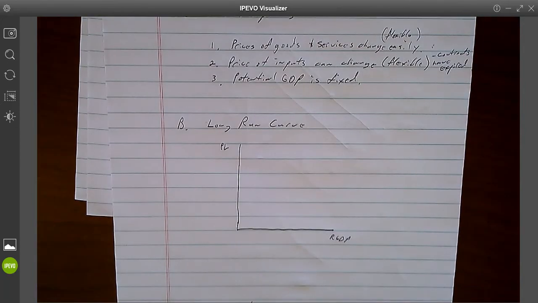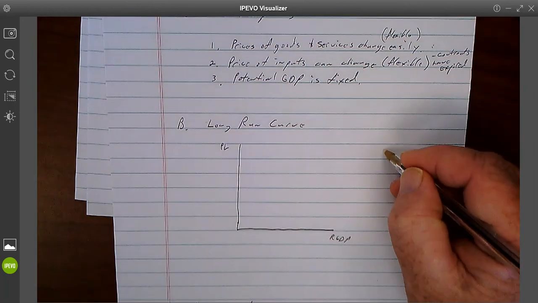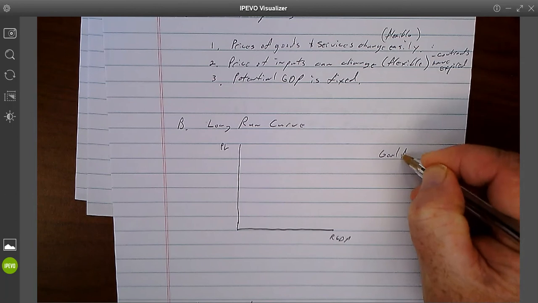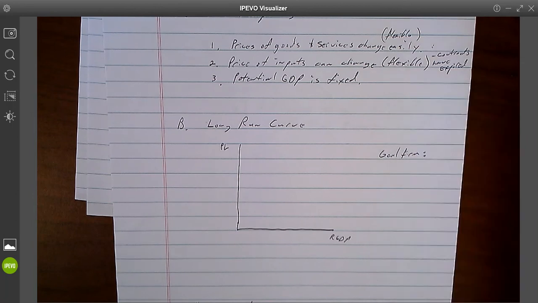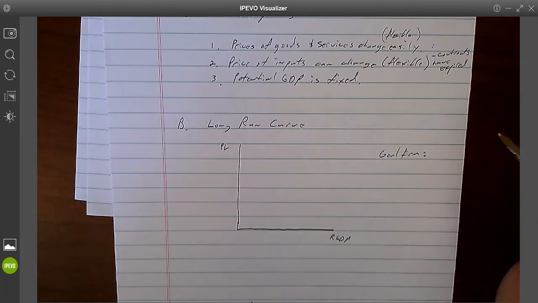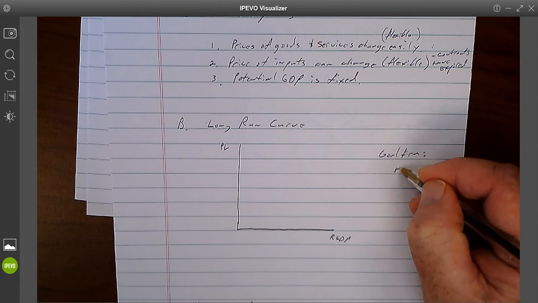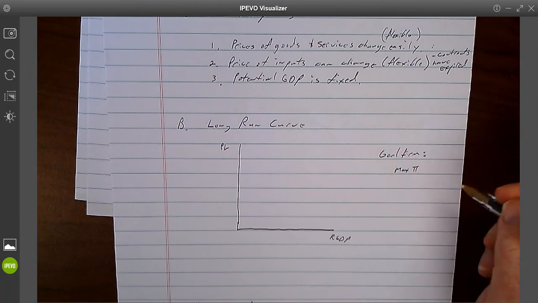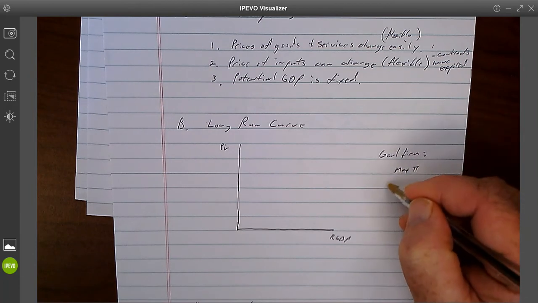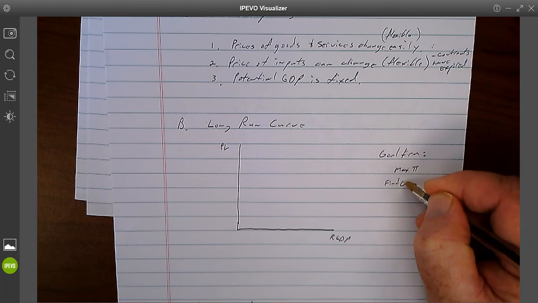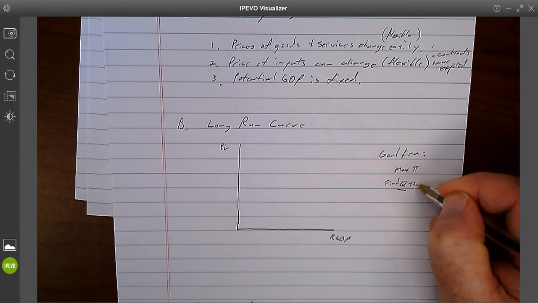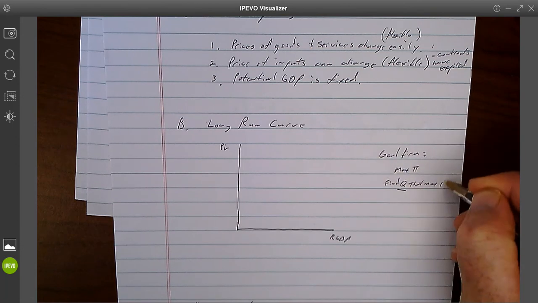Well, what's that going to look like? Well, if you remember from 230, principles of micro, what was the goal of the firm? The goal of the firm was to maximize profit. So they needed to find the quantity, find the Q that maximizes profit.